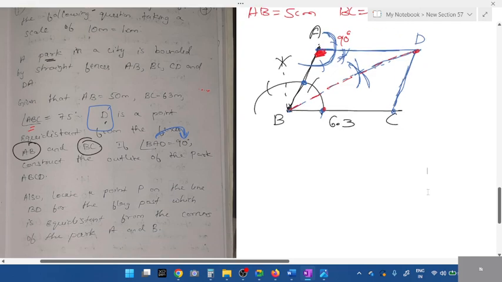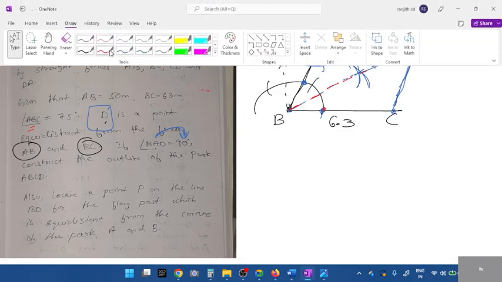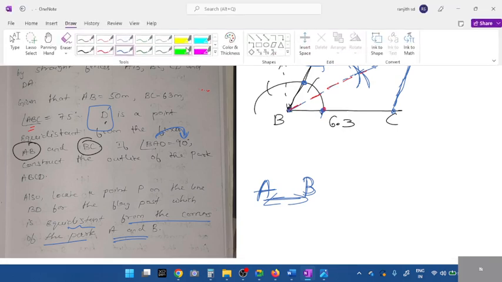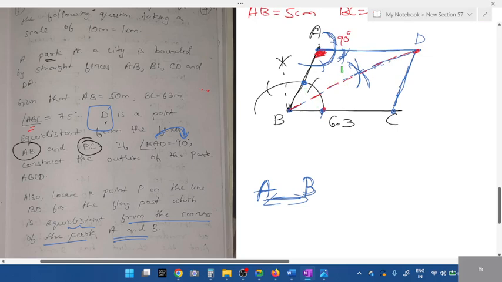Also locate a point P on the line BD. So on BD, we need to locate point P, students, for the flag post, which is equidistant from the corners A and B. If only 2 points are given, how do you solve this question? Angle bisector or perpendicular bisector? If only 2 points are given, isn't it a line? So for A and B, take more than half, cut an arc, top and down, and you'll get a straight line. Wherever that line joins, that is P.